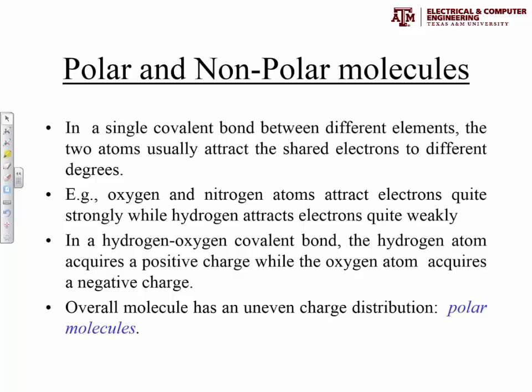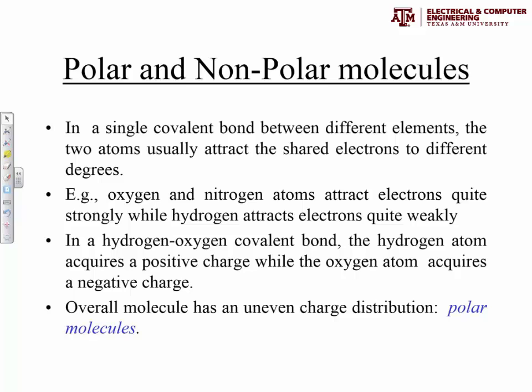Okay, now we come to some interesting stuff, all right? See, in a single covalent bond between different elements, the two atoms usually attract the shared electrons to different degrees, right? So if it's a covalent bond, there is no transfer of electrons. So you're not going to have something completely positively charged, something completely negatively charged. That's not going to happen. But the two atoms of different elements may have different affinity for electrons, right? For example, oxygen and nitrogen attract electrons quite strongly, while hydrogen attracts electrons quite weakly, right?